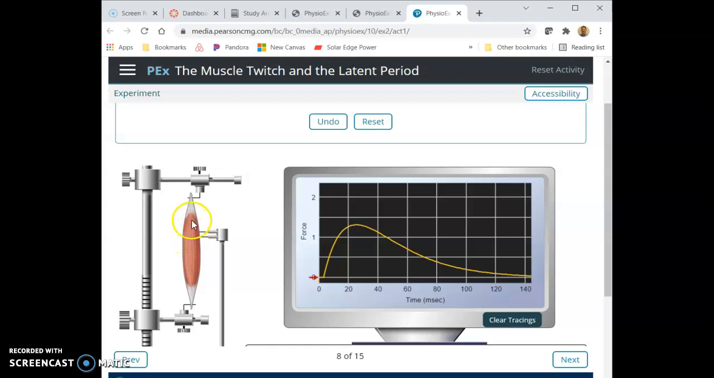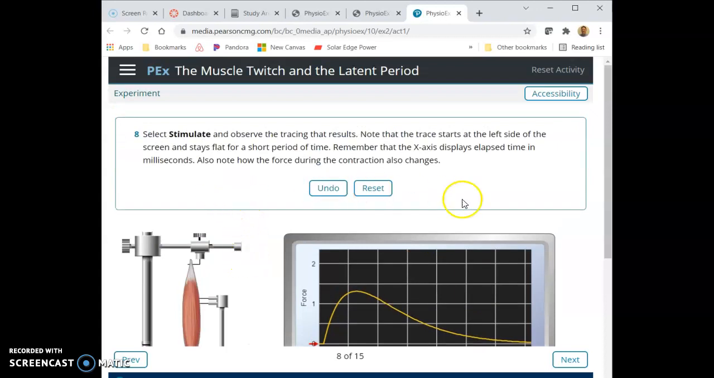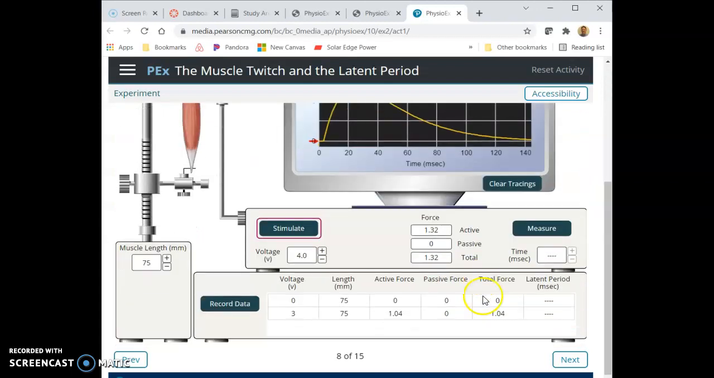If you're just picking up a feather, you don't have to stimulate all of your muscles, like in your biceps. But if you're picking up a block of cement, then you need them all, and so you're going to stimulate them all. So think of this as thousands of muscle fibers, thousands of cells, and you can stimulate a few or you can stimulate a lot. Okay, so select stimulate, and you're looking at the force being a little stronger.